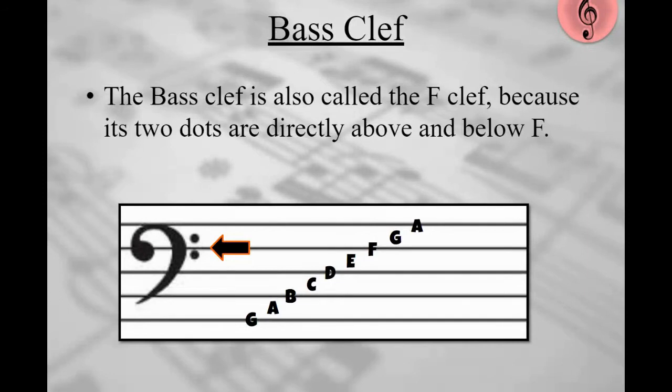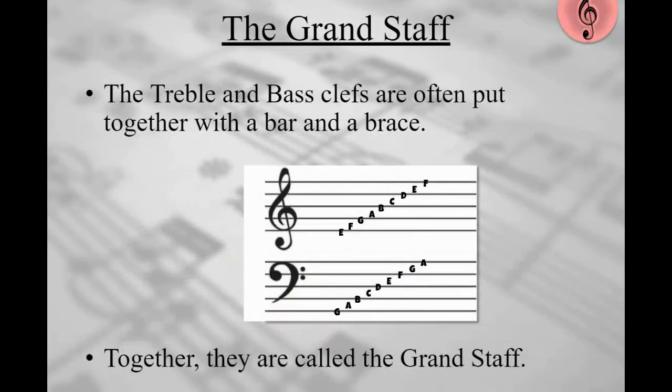Now, the bass clef always is lower than the treble clef. It's all those lower notes that you can't fit onto the treble clef. So we often use both the treble and the bass clefs, and the way that we use that is we put them together. We put a bar, and we put a brace. And once we've done that, together, those 2 clefs, those 2 staffs, are called the grand staff.